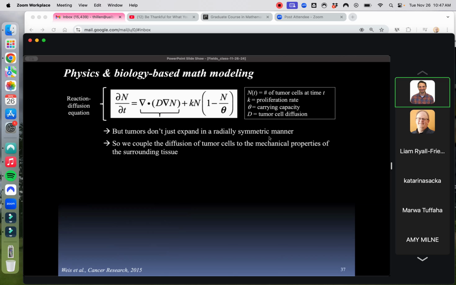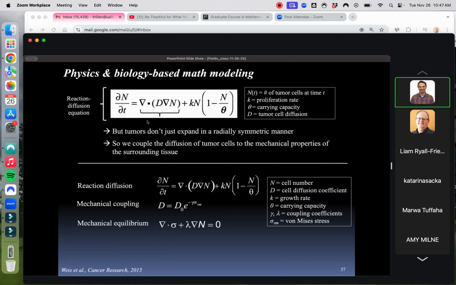So we had to couple the diffusion of tumor cells to the mechanical properties of the surrounding tissue, right? Because these tumors aren't just growing out into space, there's tissue around them and they have mechanical forces, so you can't just assume isotropic diffusion, right? We had to get past this term right here. So what we did, this right here, is just our reaction diffusion equation. It's just this repeat right here.